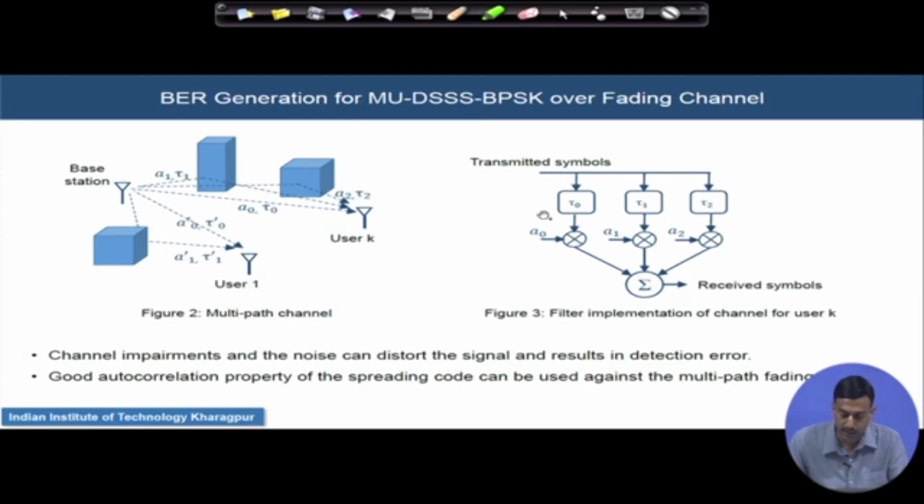But as was explained in the previous tutorial as well, for each user we could model this phenomenon in terms of a linear filter with tap gains corresponding to the channel gains and tap delays corresponding to the path delays. So this is a mathematical model for the multipath fading due to each path for a given user.